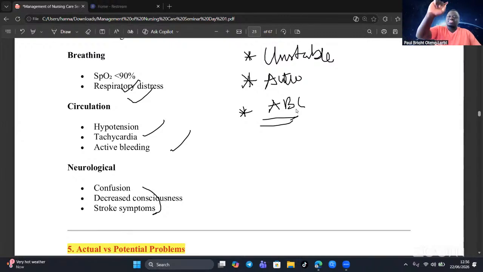And option B has instability, has acute, but it falls under Maslow's hierarchy of needs. You will definitely go for option A. Because sometimes they mix them and give it to you.